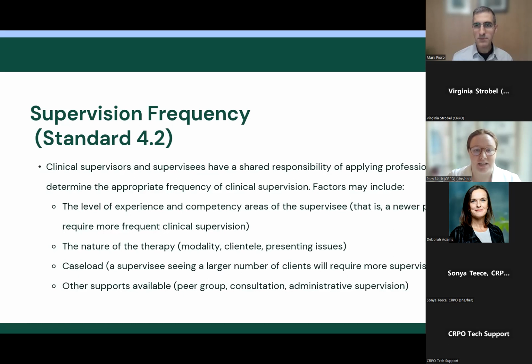As you can see on screen, it now says that clinical supervisors and supervisees have a joint responsibility to determine the appropriate frequency of meetings, taking into consideration factors such as the level of experience, areas of competency, the nature of therapy, the size of the caseload, and other supports being accessed by the supervisee.